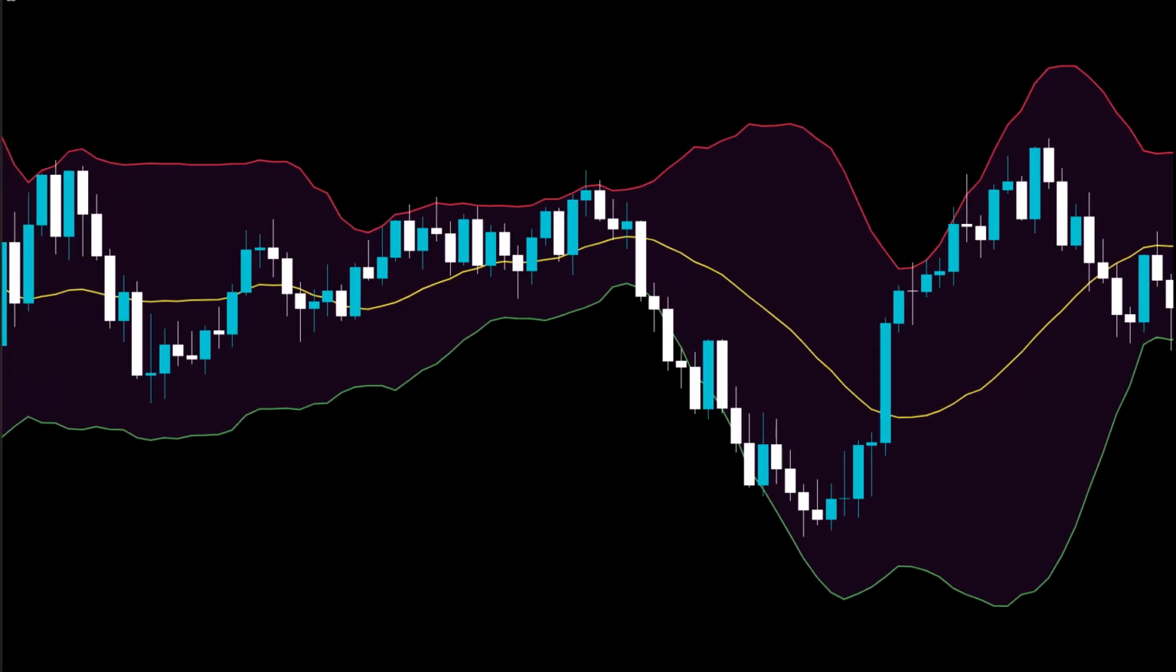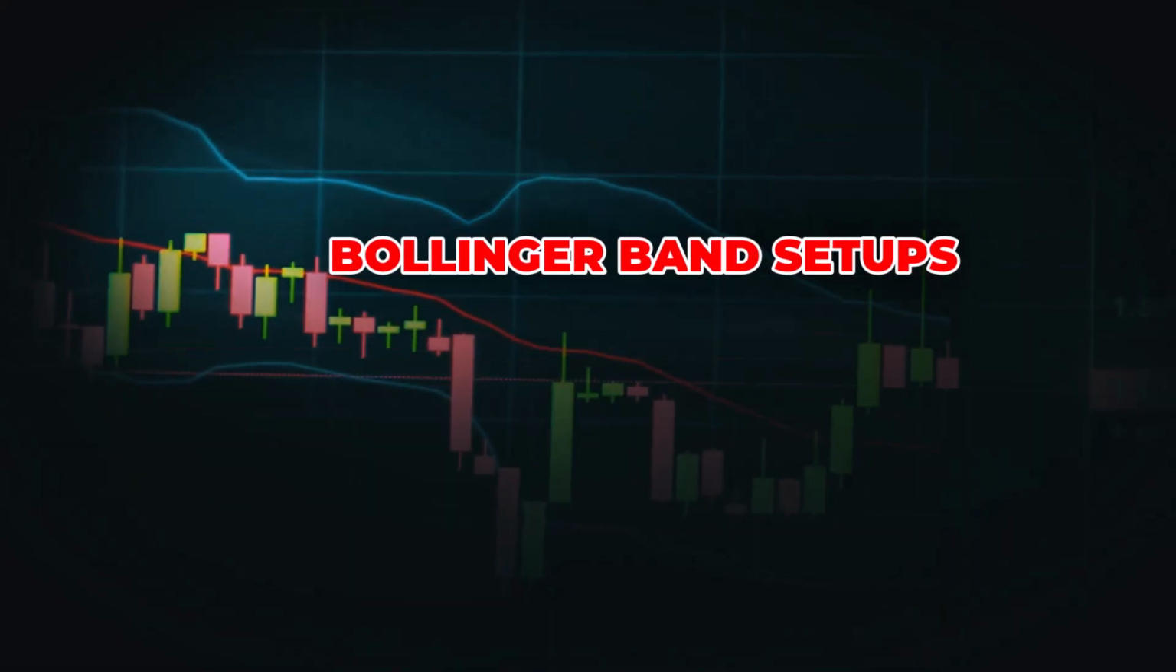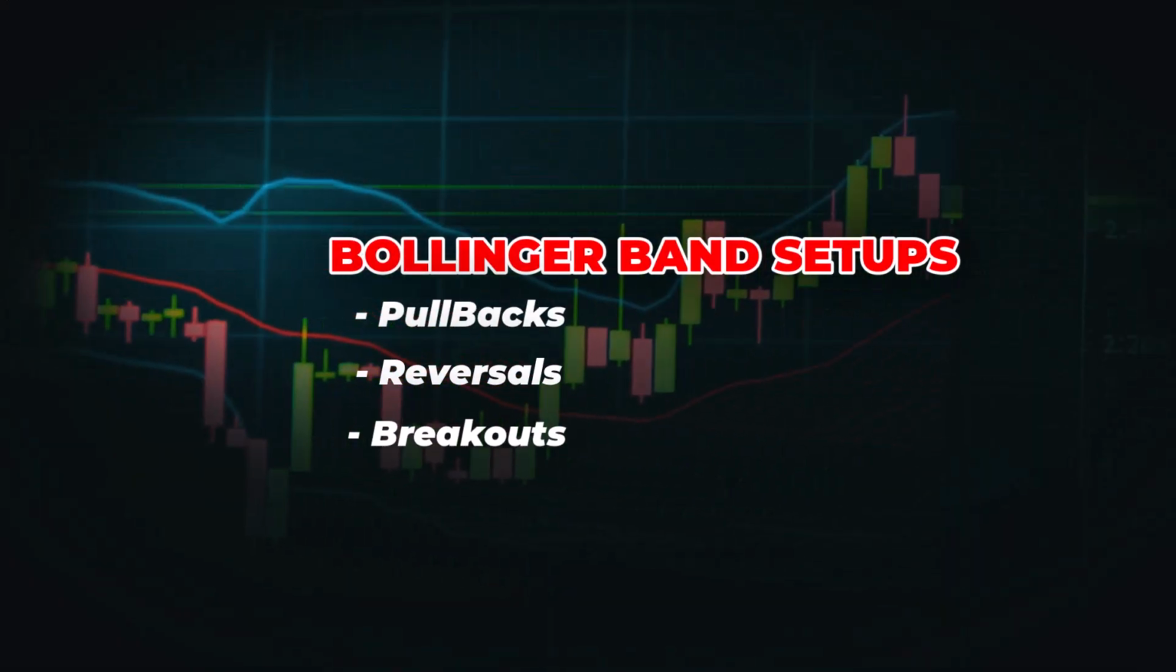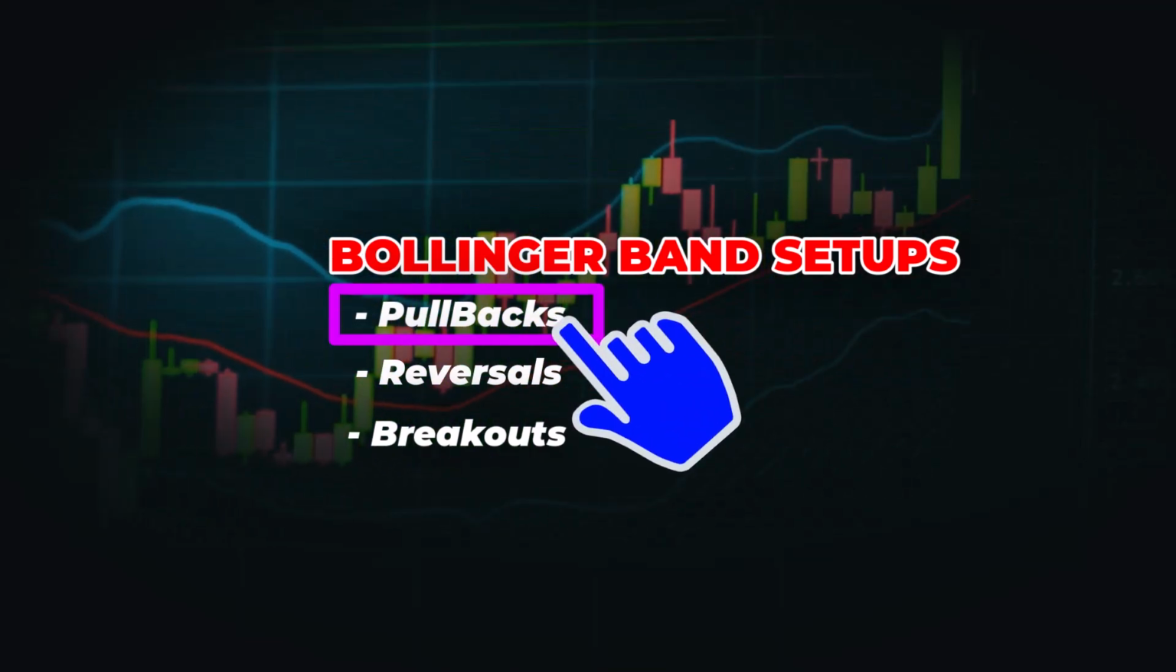A well-defined strategy with clear rules is essential for consistently successful trades. Here are the basic setups using the Bollinger Bands. The first one is a pullback setup.